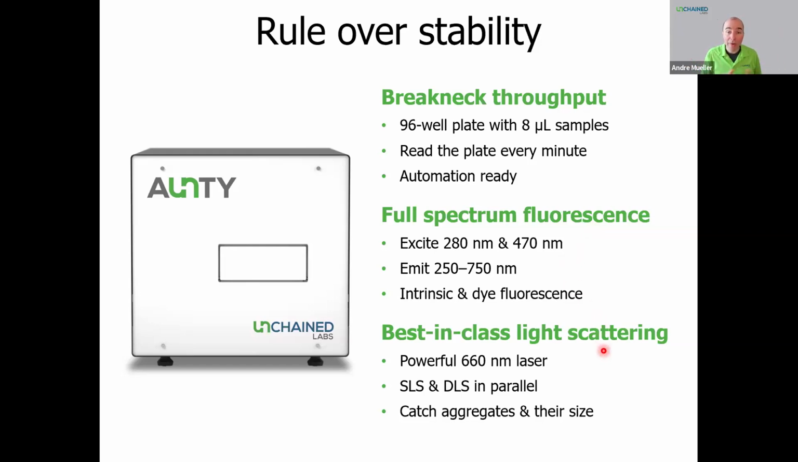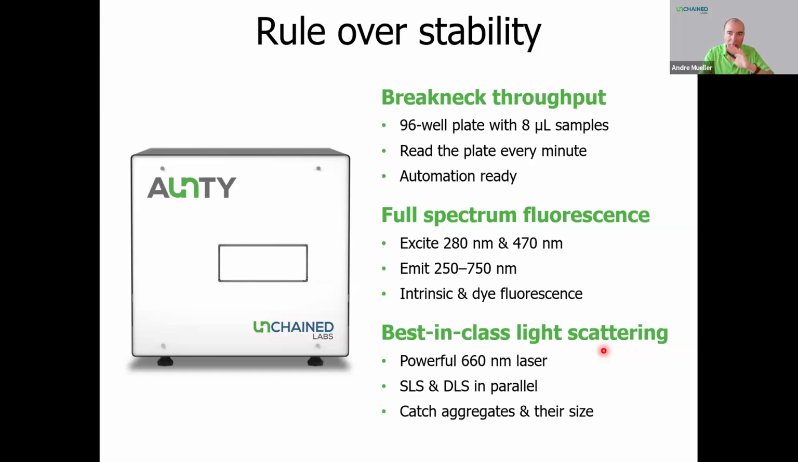For our light scattering optics, we use a 660 nanometer red laser. The red laser is advantageous because there's nothing really that absorbs at that wavelength anymore in biomolecules. And we're characterizing the SLS and the DLS in parallel, detecting everything with a super sensitive avalanche photodiode. This way, we can catch aggregates as they form, and we can also tell their size as they are clumping together.